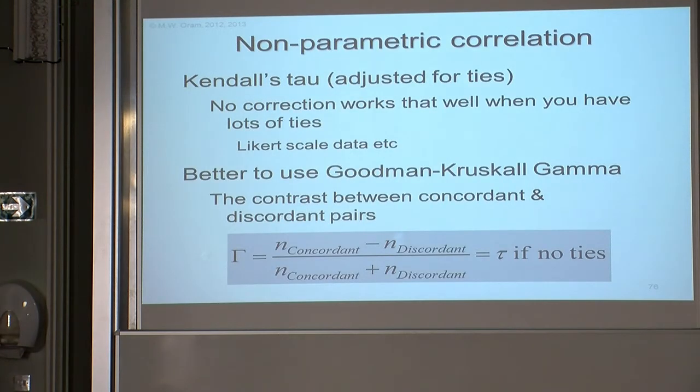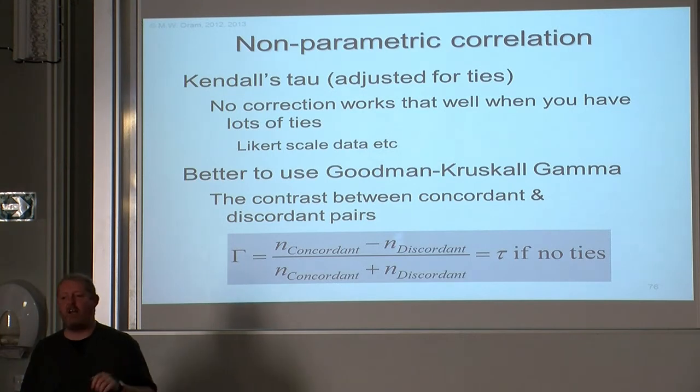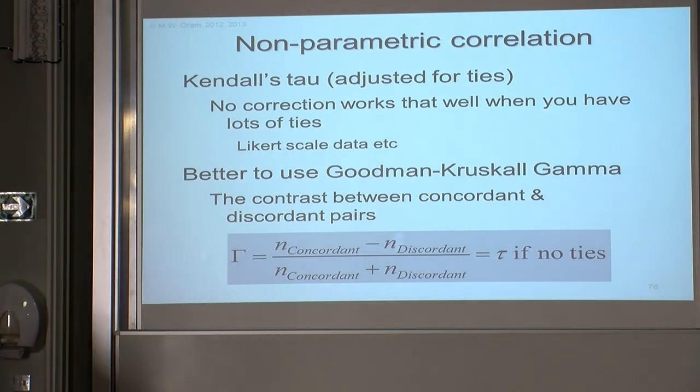Okay, so Kendall's tau you can adjust for ties, we'll come to that in a second, but it doesn't work very well when you have lots of ties. When data is tied, it is neither concordant nor discordant, and in that case it's better to use the Goodman-Kruskal gamma correction value, which is the contrast between the two, the difference over the sum of the numbers of pairs.